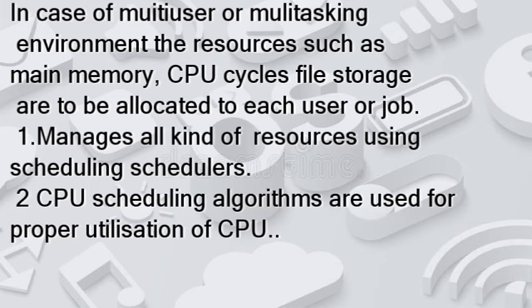Second, CPU scheduling algorithms are used for proper utilization of the CPU. Basically, the purpose of a CPU scheduling algorithm is that whatever utilization of the CPU is left, and whatever memory it is consuming, should be properly recognized and properly recovered by the computer system. So that is resource allocation.